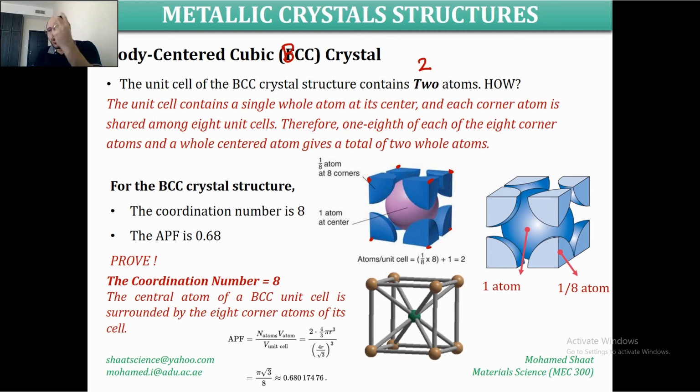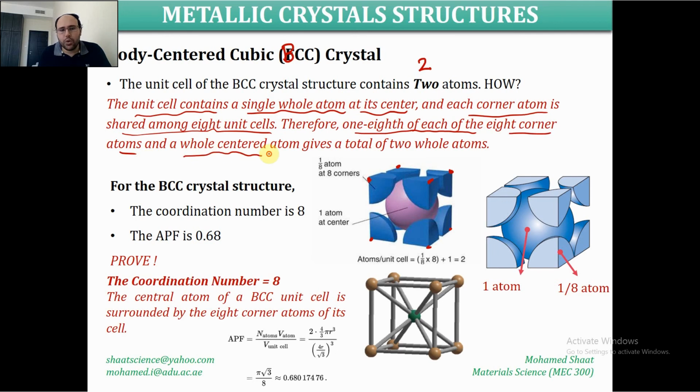In addition, we have only another single, complete atom located at the core of this unit cell. This gives us in total 2 atoms. There are no other atoms located over the faces for the BCC crystal structure. So the unit cell of the BCC crystal structure contains 2 atoms. Why? Because the unit cell contains a single whole atom at its center. So this is 1 atom. And each corner atom is shared between 8 unit cells. Therefore, 1/8 of each of the 8 corner atoms, and the whole center atom, gives in total 2 atoms, because 1/8 times 8 gives 1, plus 1 in the center gives in total 2 atoms.